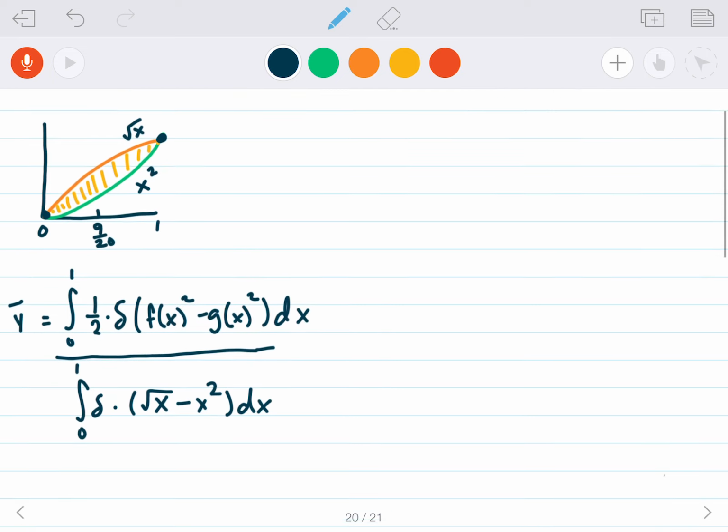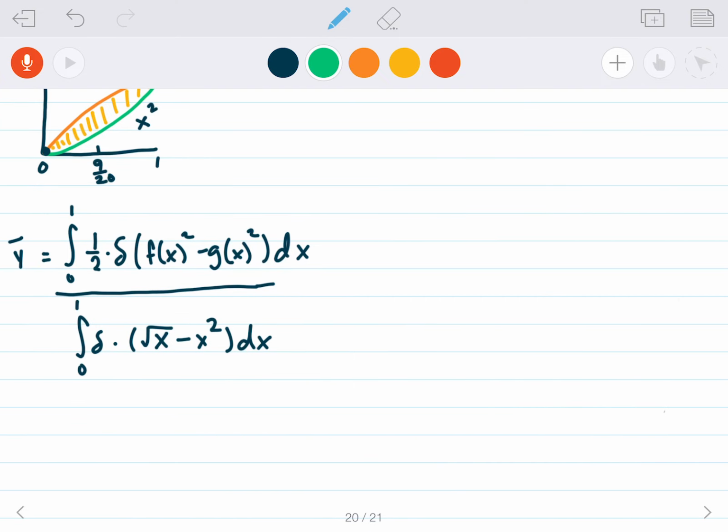Okay, so then, again, we can pull those densities out in the front, and they're basically going to cancel. And actually, I can pull out the 1/2 on the top as well. So let's do that. And f of x, we said, was square root of x. So this is going to be the square root of x squared minus, and then we have x squared squared, which is x to the 4th. So just plugging in our values here.